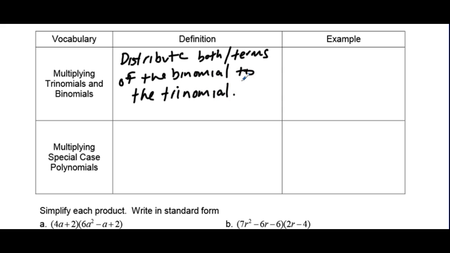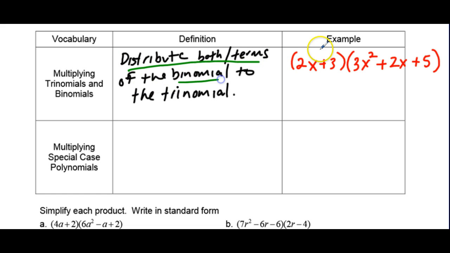Alright, I know these are a lot of terms that you guys don't really use, but this is basically what it's saying. If we have a binomial, let's say 2x plus 3, and then we have a trinomial, that's 3 terms, let's say 3x squared plus 2x plus 5. I know those are weird numbers, but all they're saying is distribute all the terms of the binomial. So we're distributing both of these to each term in the trinomial.